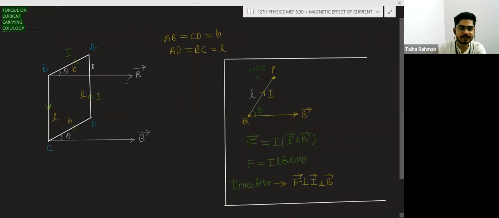So you can divide this coil into 4 wires: wire AB, BC, CD, and DA. For analyzing the force, you will divide this into 4 wires, and for each wire there will be some force. When we add all the forces vectorially, we will get the net force on this current carrying coil. So AB is like a current carrying wire in the magnetic field, BC is like a current carrying wire in the magnetic field, CD is a current carrying wire in the magnetic field, and DA is a current carrying wire in the magnetic field. So we will use this formula.